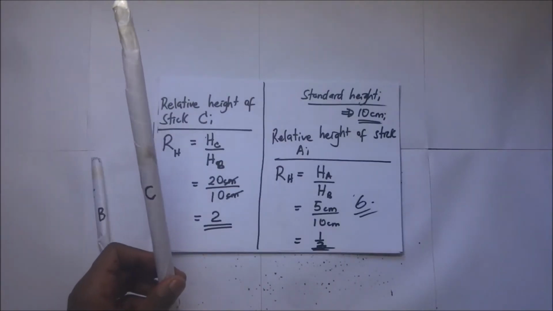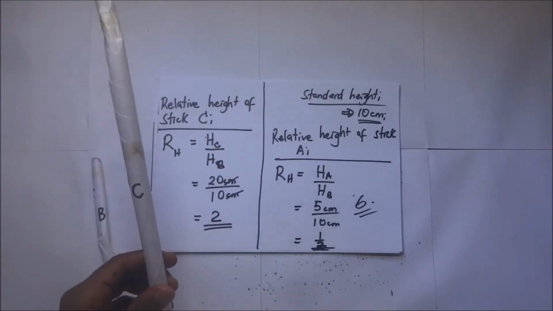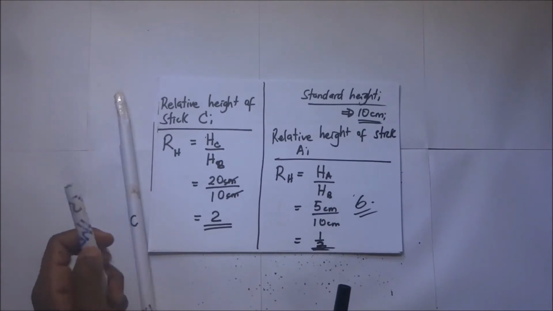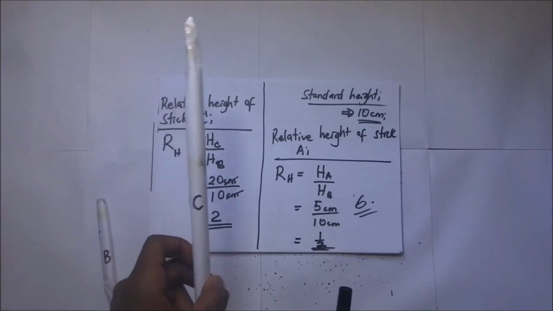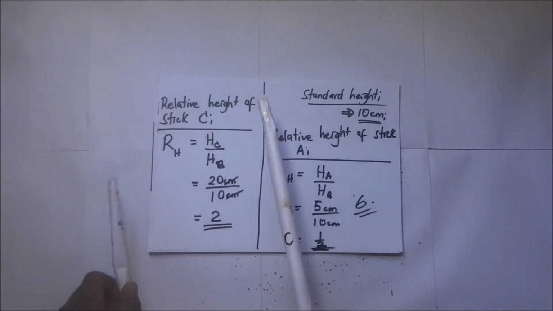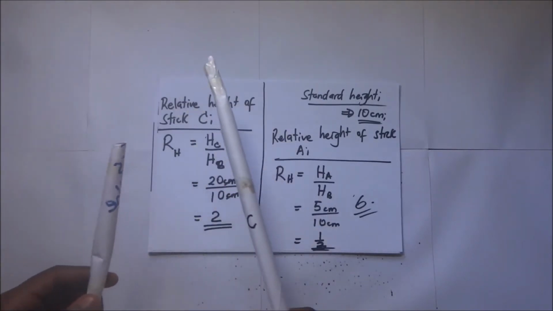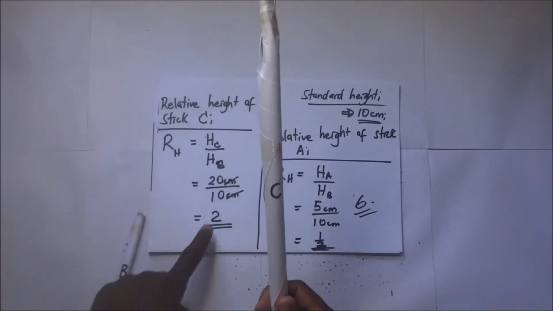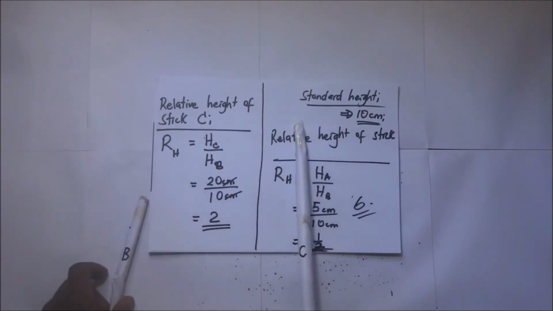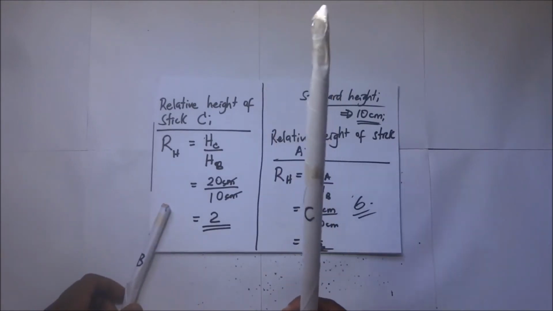I know that the relative height of this stick is 2. This means that this stick is 2 times the height of my standard height. So if I know the relative height of this stick, and I know the height of my original, let's say this is 10 centimeters, and I want to find the real height of this stick, I'm simply going to say it is 2 times the height of the standard, and I'm able to get the height of this thing.